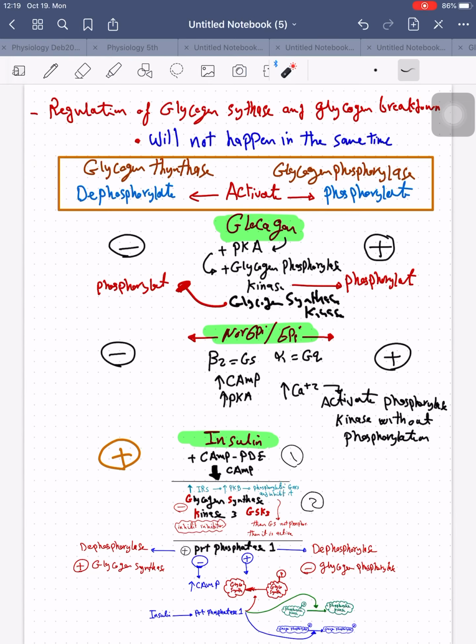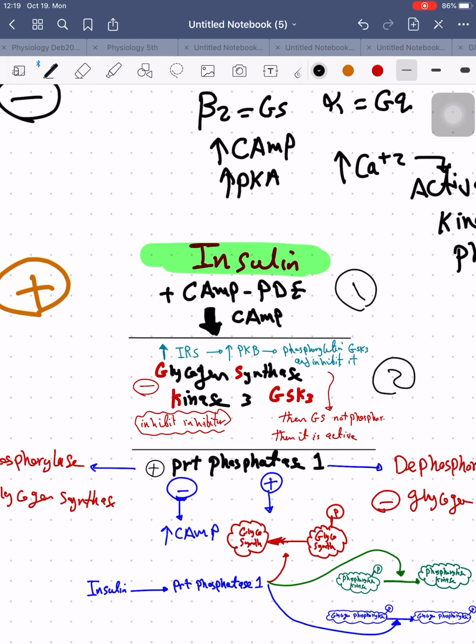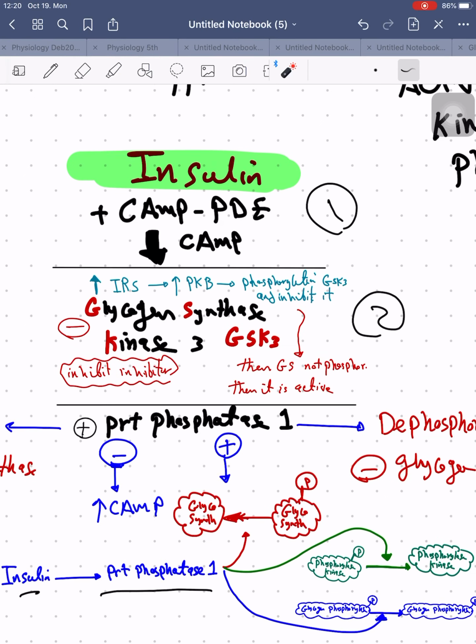Then we'll discuss the third level of regulation of insulin. We discovered that insulin activates a specific protein called protein phosphatase 1. Do you know what protein phosphatase 1 does? It removes phosphate. Imagine that protein phosphatase 1 removes the phosphate from glycogen synthase, so it becomes active. Easy. And imagine that protein phosphatase 1 removes the phosphate from phosphorylase kinase, so it becomes inactive.